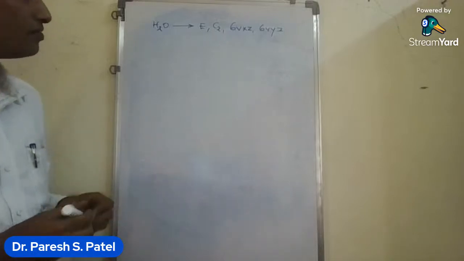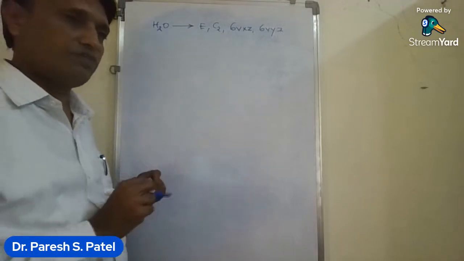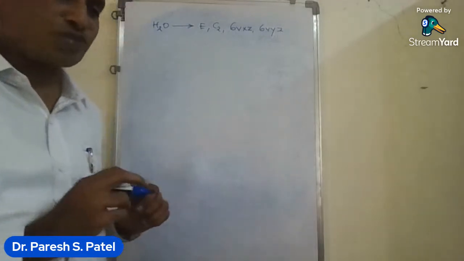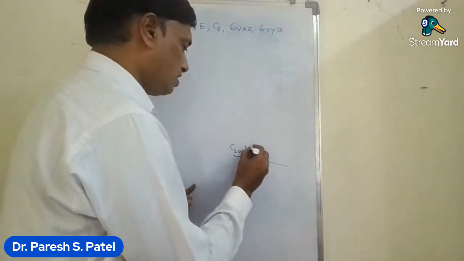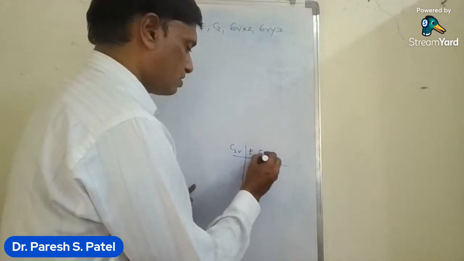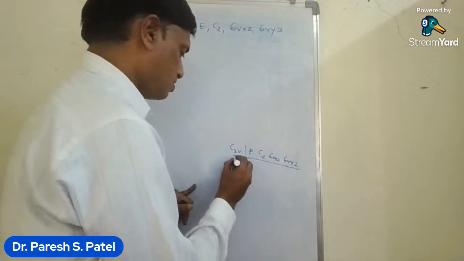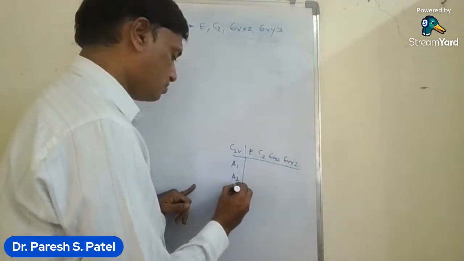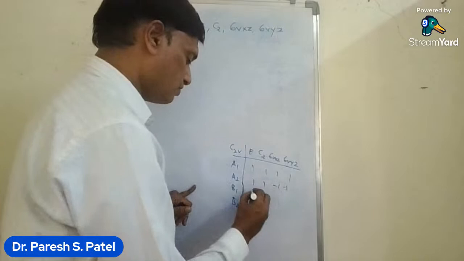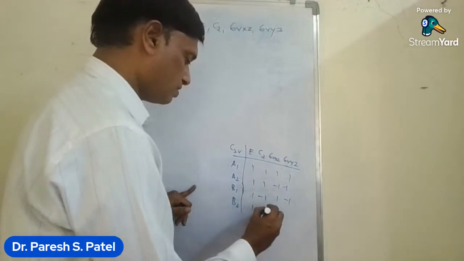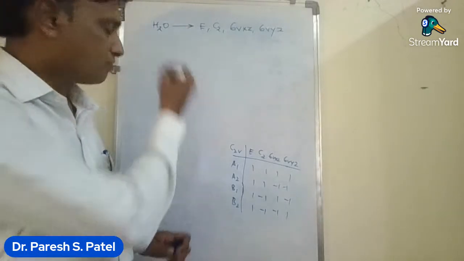Now, whenever we talk about the water molecule, it belongs to the C2V point group. If you go for the character table for the C2V point group: E, C2, sigma Vxz, sigma Vyz; A1, A2, B1, B2; 1, 1, 1, 1; 1, 1, minus 1, minus 1; 1, minus 1, 1, minus 1; 1, minus 1, minus 1, 1. This is the character table for the C2V point group, or we can say the water molecule.